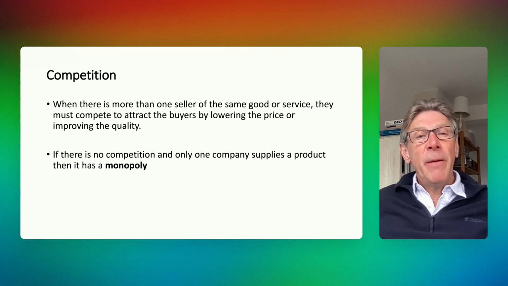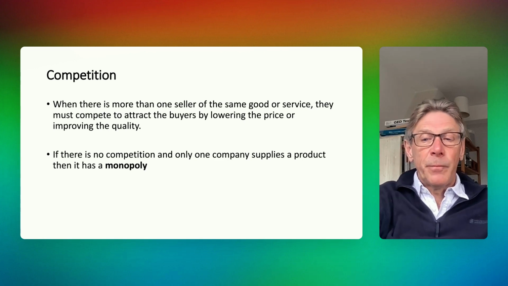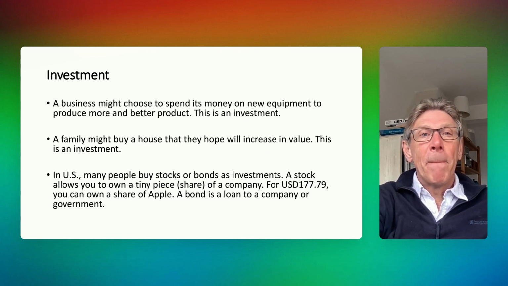Sometimes there is no competition and only one company supplies a product. That's called a monopoly. A monopoly is where there is only one person that you can buy from in that business. Monopoly.